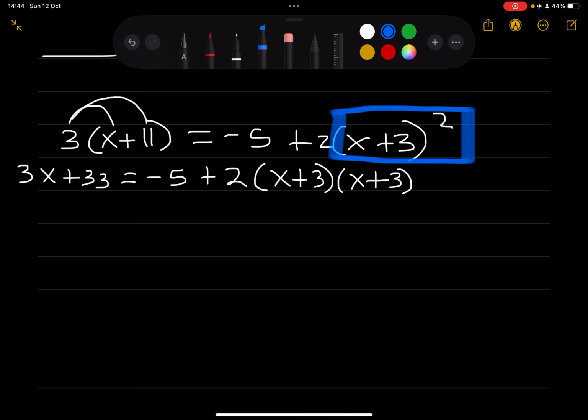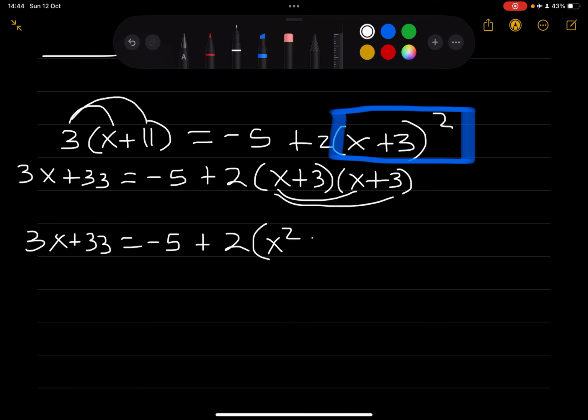Let's keep on going. You have 3x plus 33 equals minus 5 plus 2. The brackets will multiply to give x squared plus 3x plus another 3x, which we can just say is plus 6x here, because 3x plus 3x is 6x. So plus 6x, then plus 9.